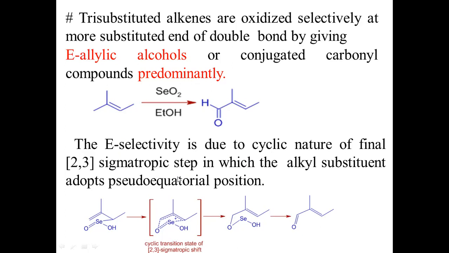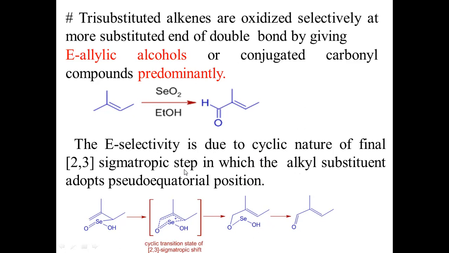Okay, so the molecule undergoes the 2,3 sigmatropic shift through a cyclic transition state. During this 2,3 sigmatropic shift, the alkyl group, the methyl group in this case, takes a pseudo equatorial position. Due to that, the resulting molecule ends up with the E stereochemical alignment. The product is with E selectivity. So the E selectivity is due to the cyclic nature of the final 2,3 sigmatropic shift.